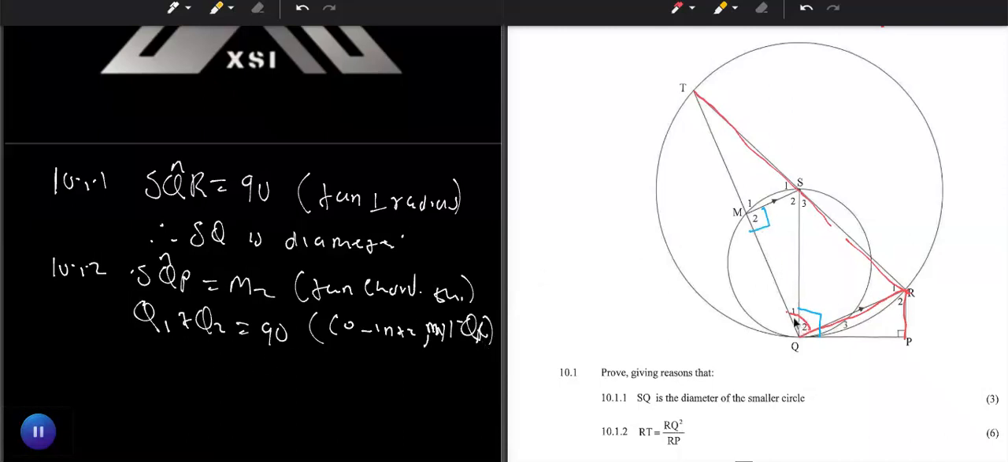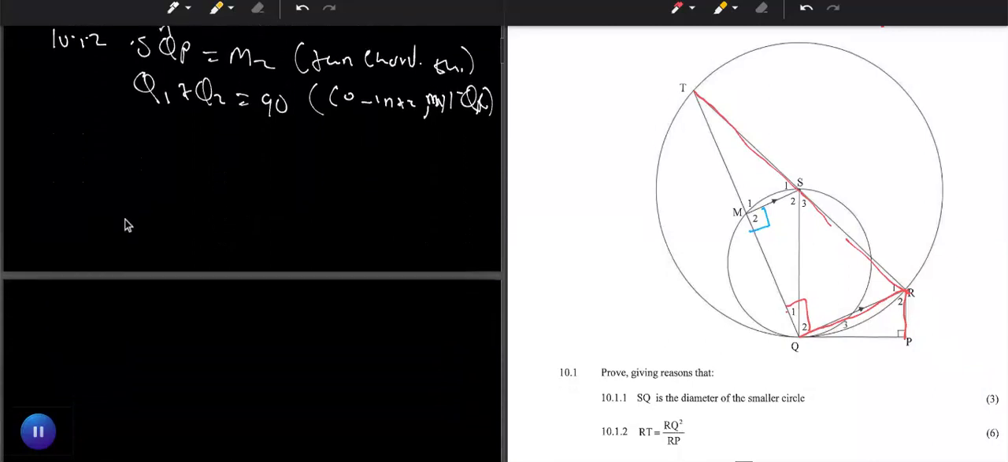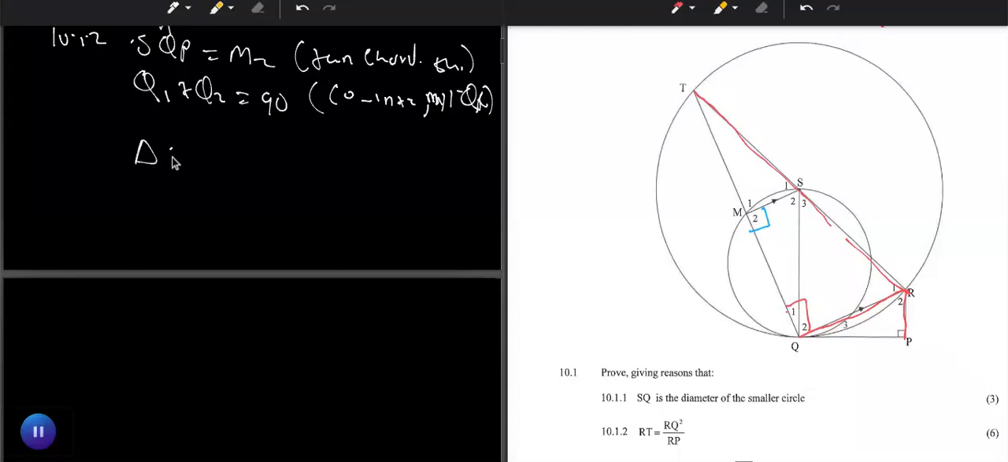So this angle right here is 90. Now on this shape I have 90 degrees, let me erase the other one. I have 90 degrees here, and I have 90 degrees here, and this angle is the same as that one. I can now prove the similarity of these two triangles. Now you're going to write this down. How are you going to do it? You're going to say: in triangle TQR and triangle QRP.